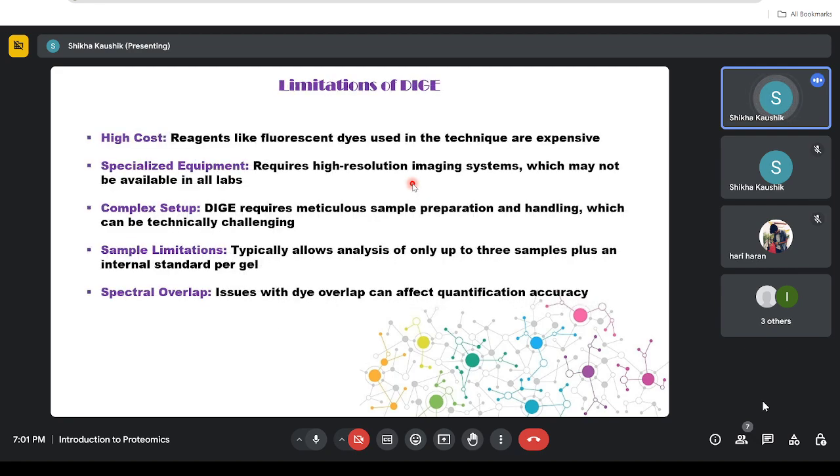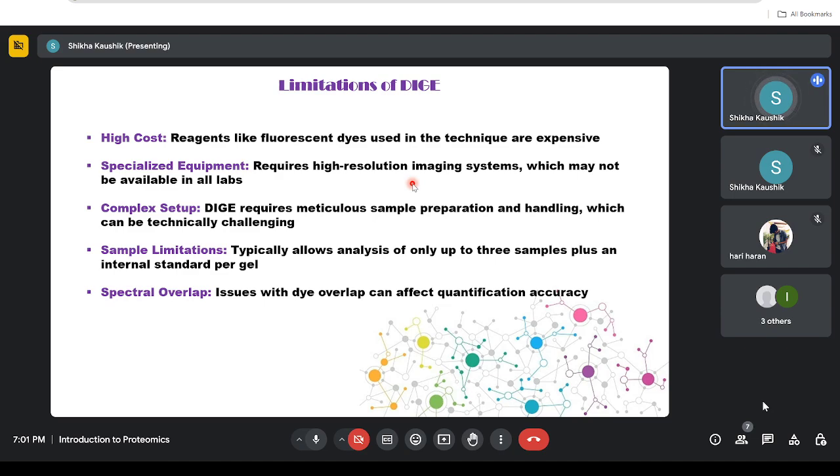Then definitely there are limitations. It's very costly as compared to a normal 2D gel electrophoresis. Why? Because you're using fluorescent dye. Fluorescent dyes are generally costly, and that makes this particular technique very expensive.